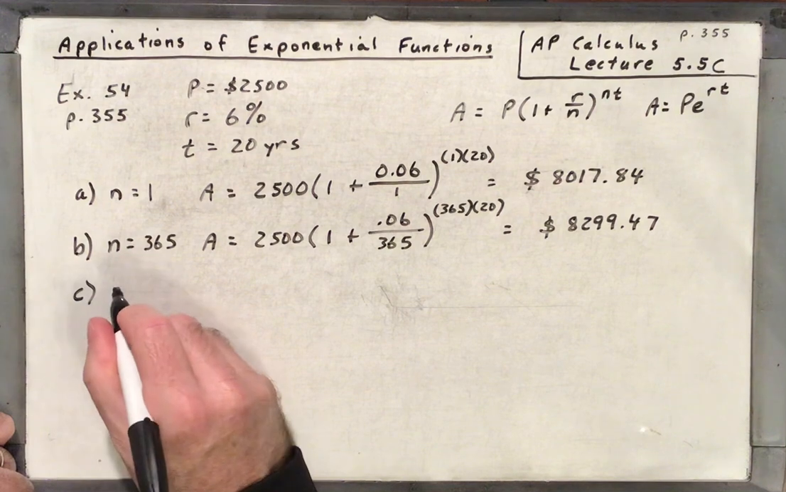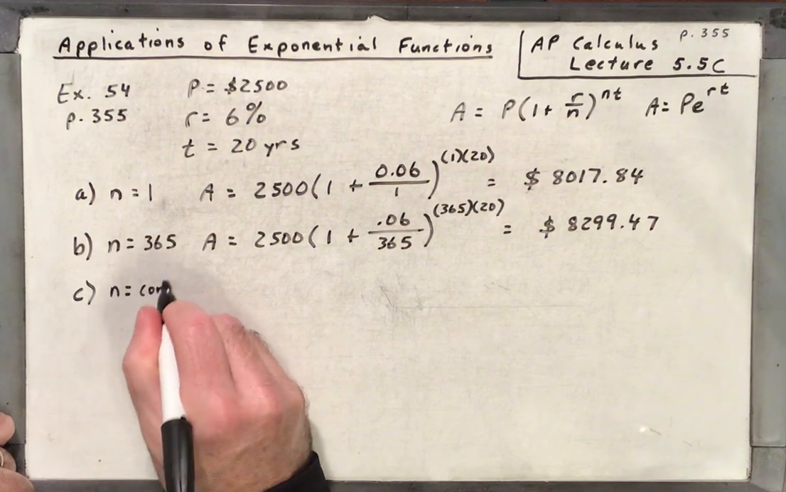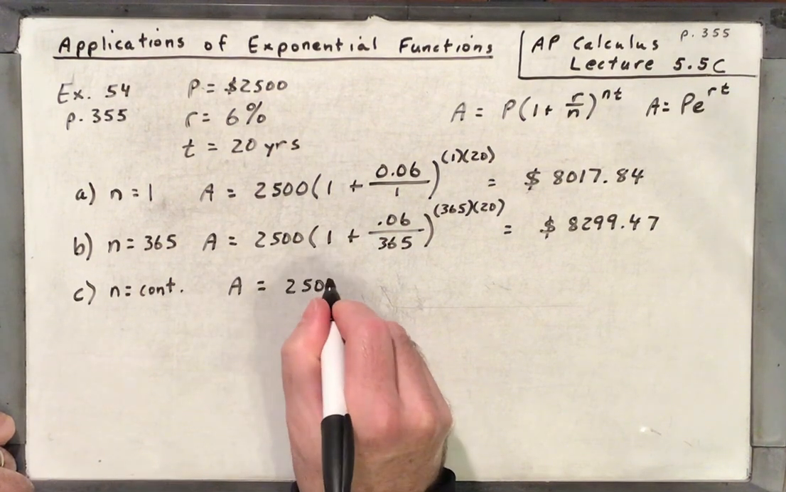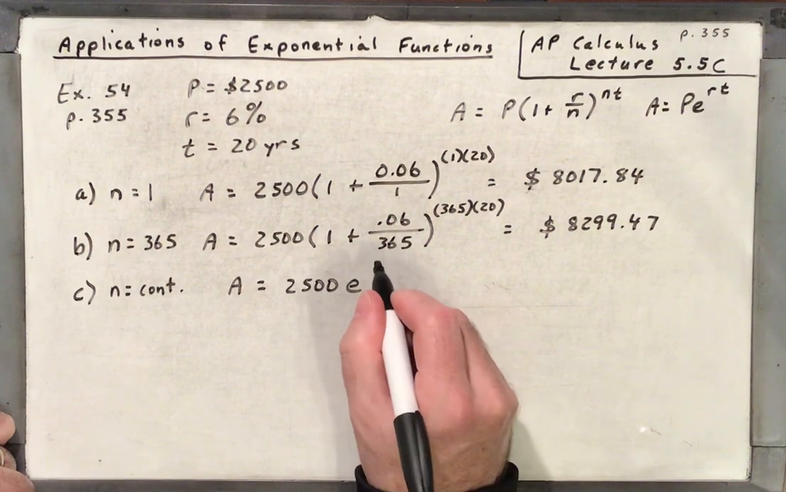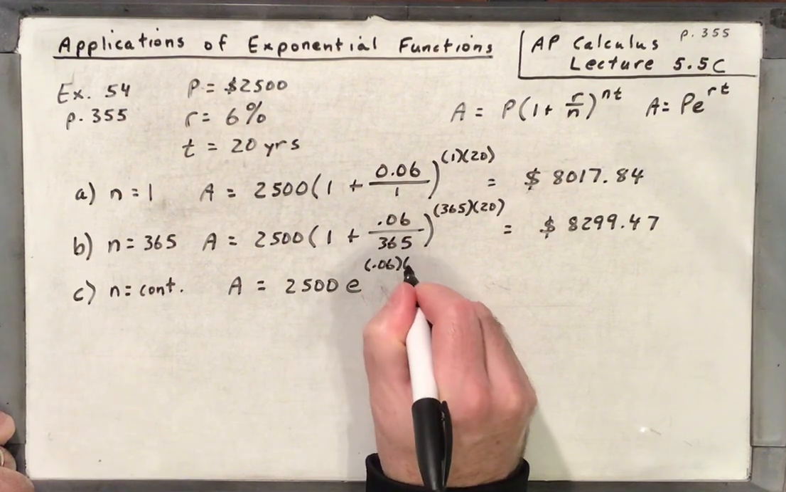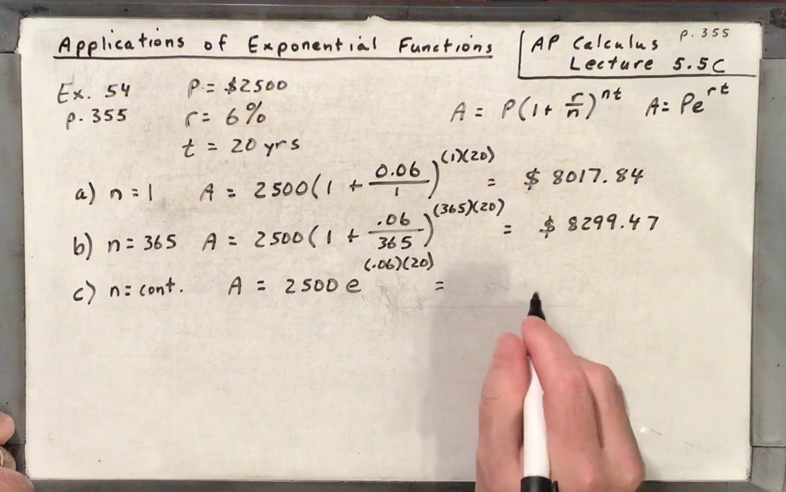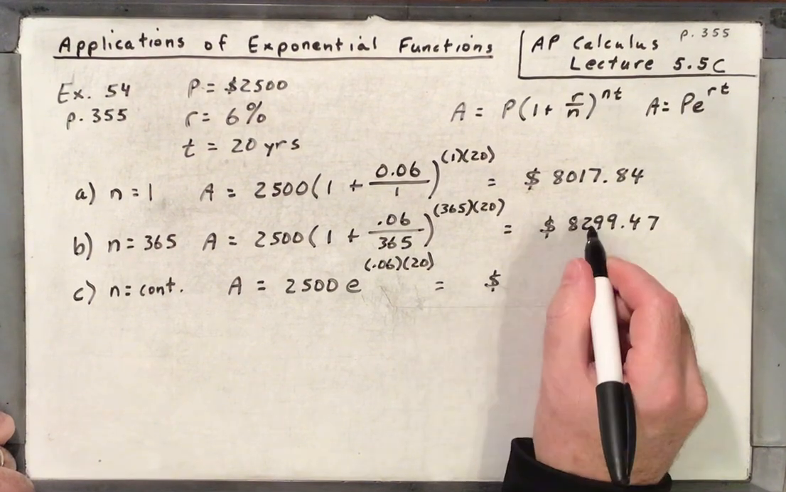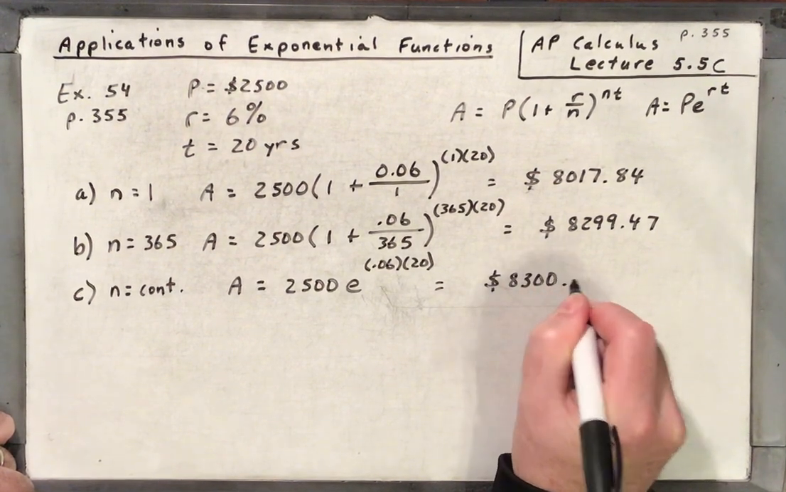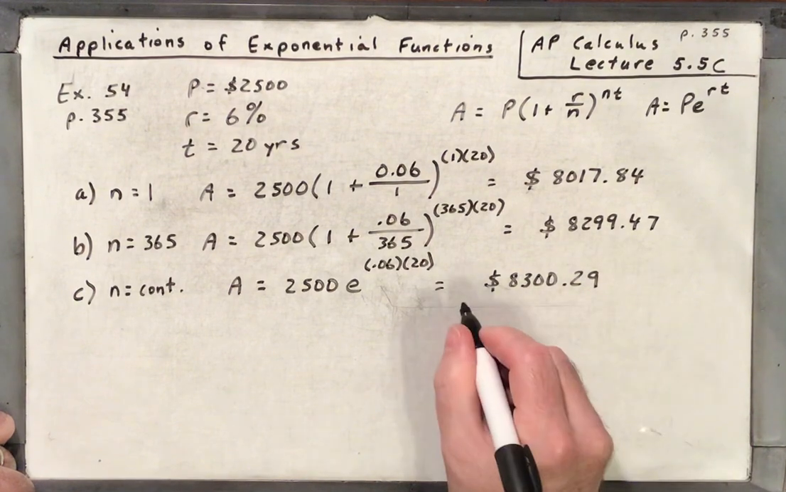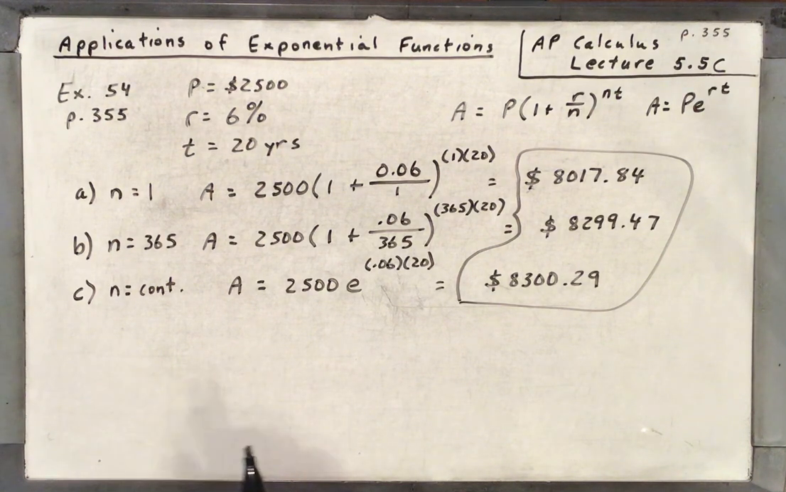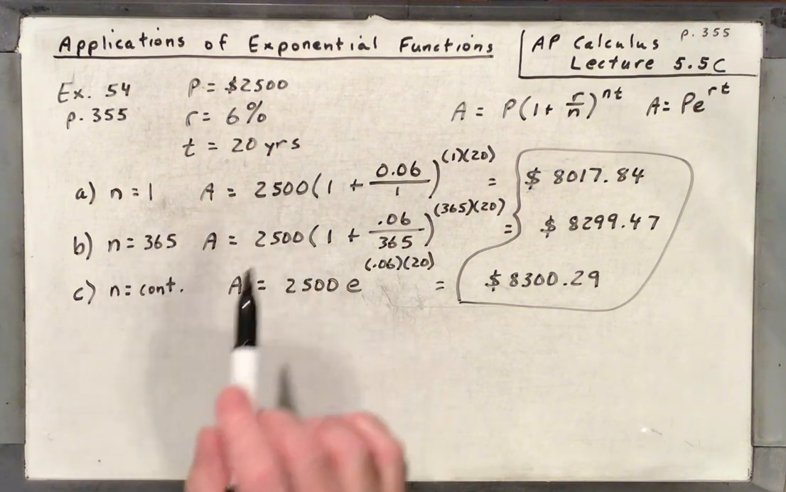And then part C, I want to do continuous. So that's going to be the PERT formula. So A is equal to 2,500 e, and we're going to raise e to the RT, so 0.06 times 20. And if your calculator doesn't fail you, you can see that it's by just a little better than 365, the highest interest earned, $8,300.20. All right, so that's if you're just solving for A.